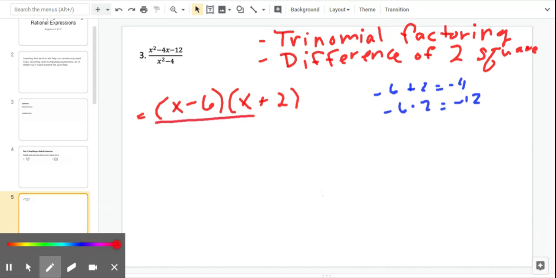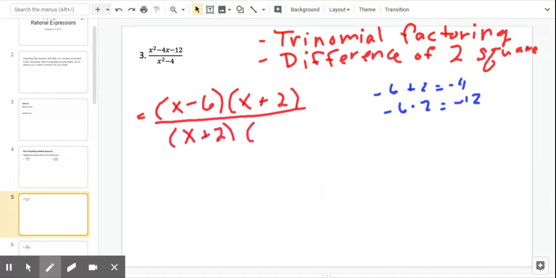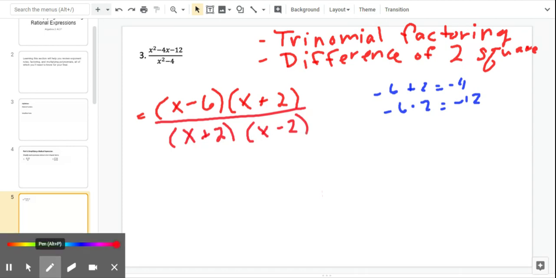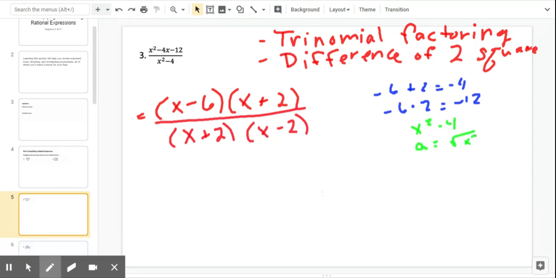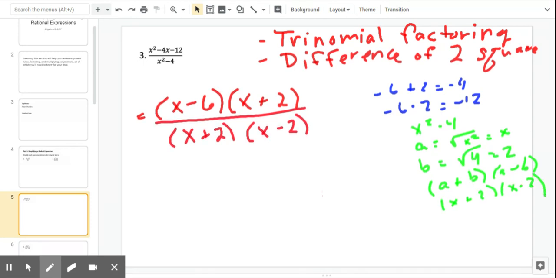In the denominator, we have a difference of two squares. The way we factor that is x plus 2, x minus 2. Just so you know where that came from, we have x squared minus 4. A equals the square root of x squared, which is x. B equals the square root of 4, which is 2. The way we factor that is a plus b, a minus b. So it's x plus 2, x minus 2. That's how we factored the denominator.